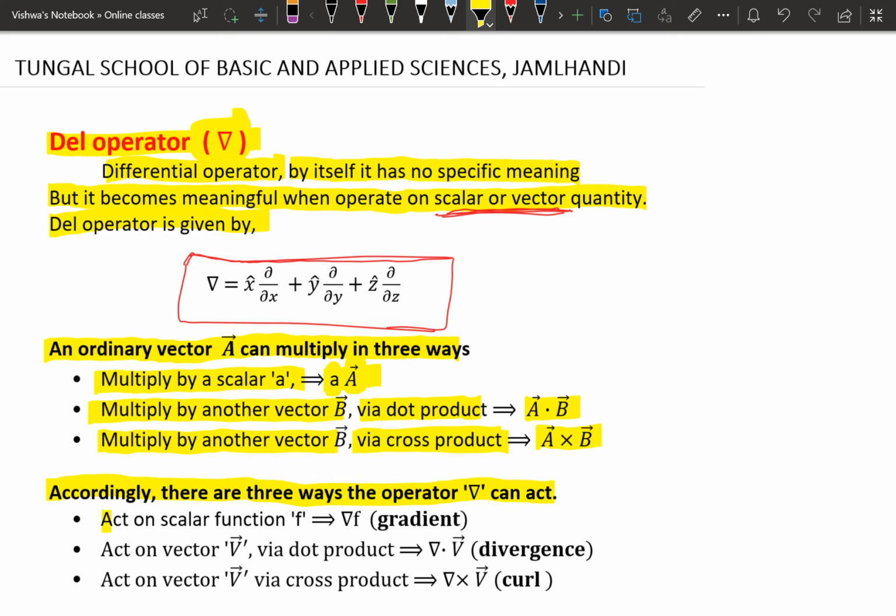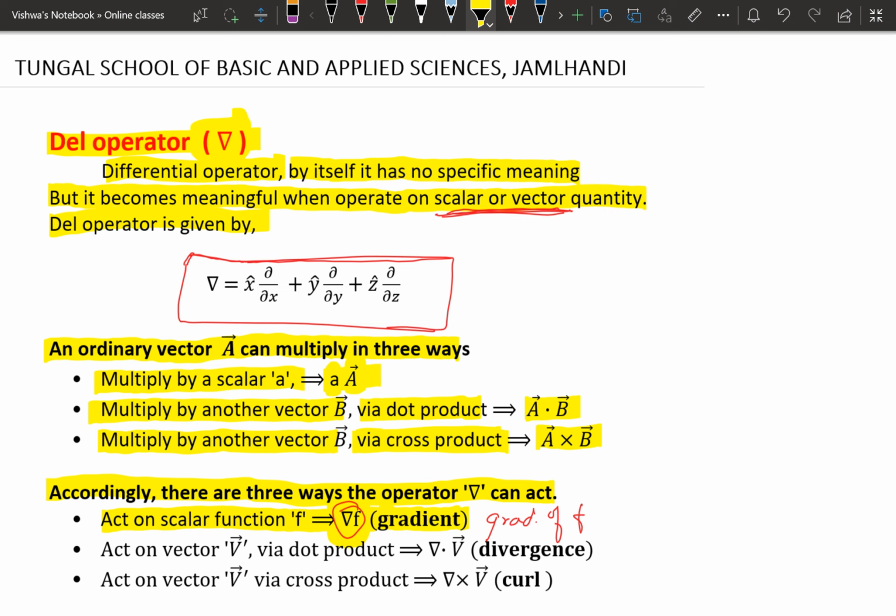One is acting on a scalar function f, del f, which we call the gradient. This can be read as gradient of f or del f. f is a scalar function. That del f we call the gradient.